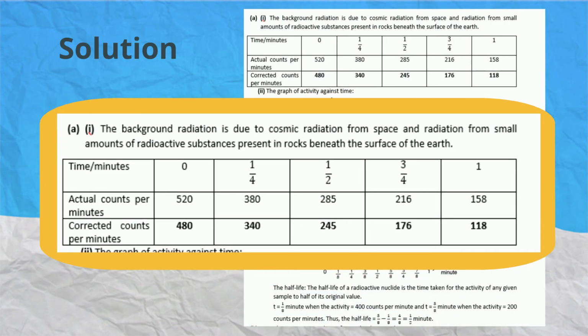The background radiation is due to cosmic radiation from space and radiation from small amounts of radioactive substances present in rocks beneath the surface of the Earth.